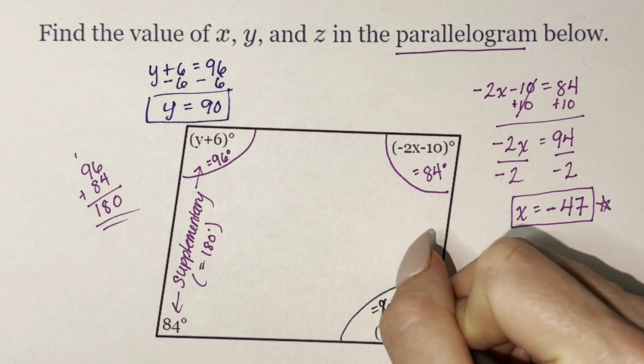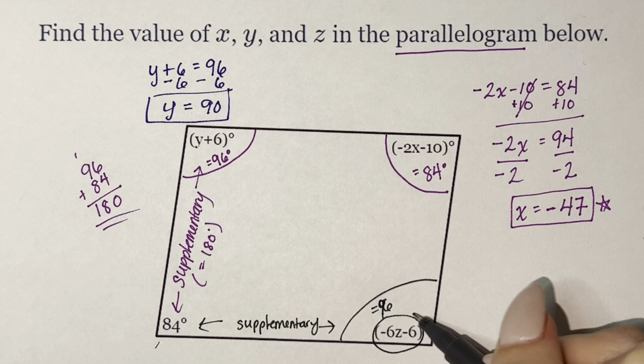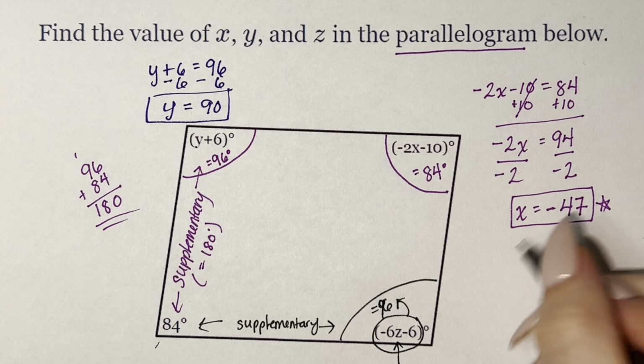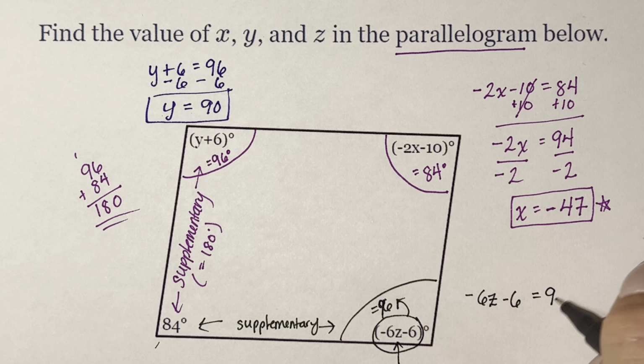So if this is 84, this has to be 96 because 84 plus 96 gives you 180. So this entire angle is 96. So if you have to figure out what z is, you're going to have to make the equation negative 6z equals 96. And then we're going to have to try to work backwards.